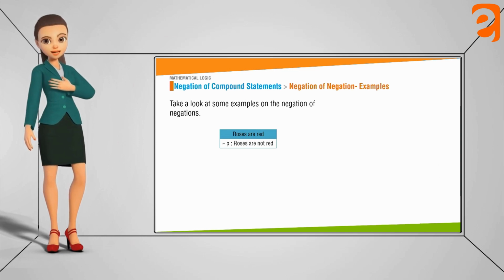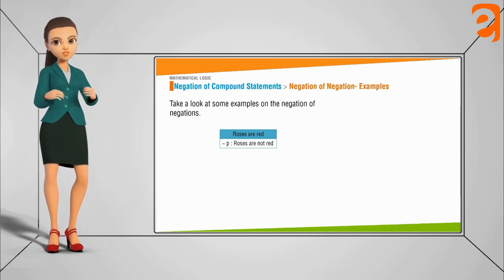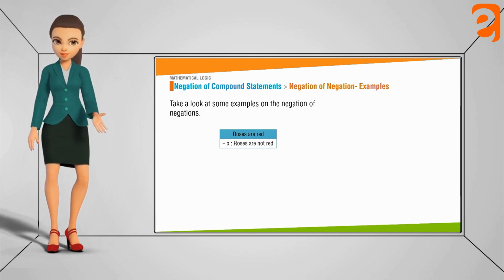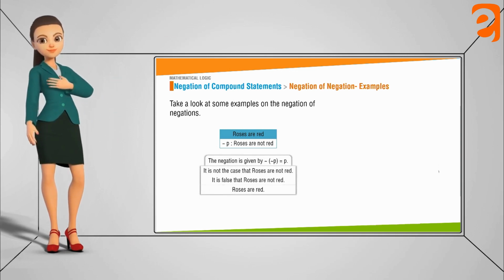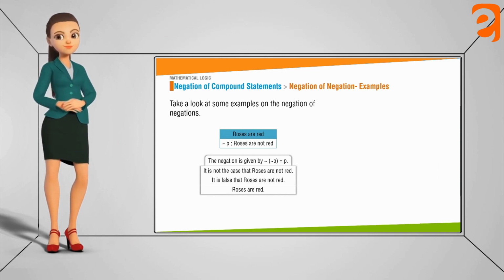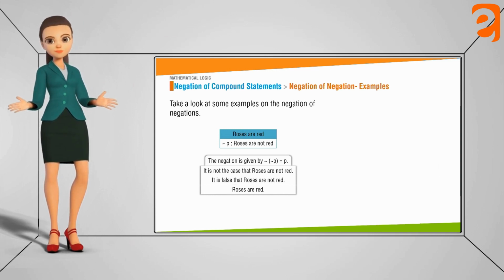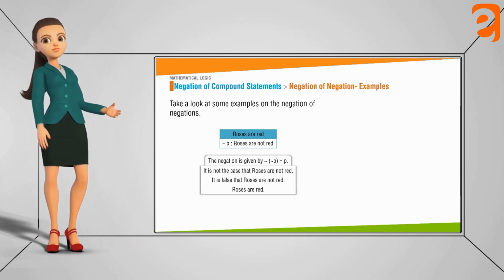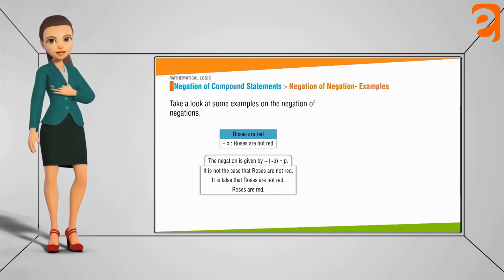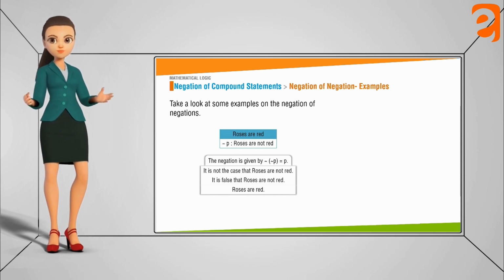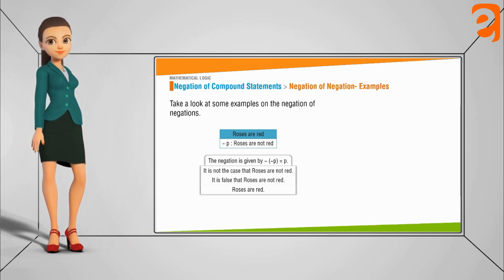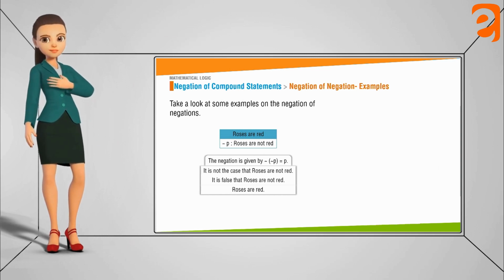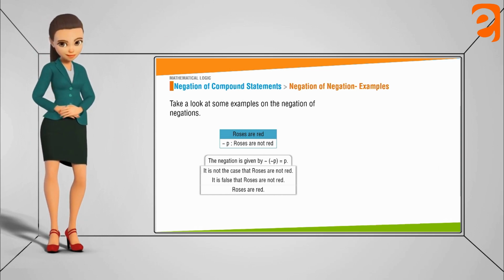Let's have an example. Roses are red. It is a simple statement. What is the negation of this? It comes out to be roses are not red. Then what is the double negation of this? It is not the case that roses are not red. Or we can say it is false that roses are not red. Or we can say roses are red. Note that roses are red is the original statement. So here double negation gives you the original statement.